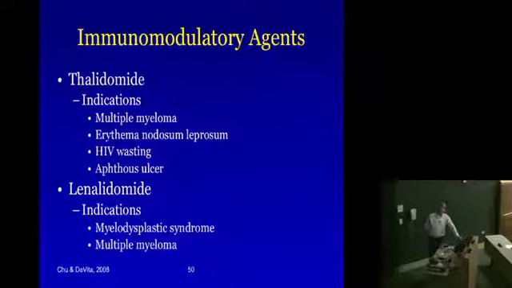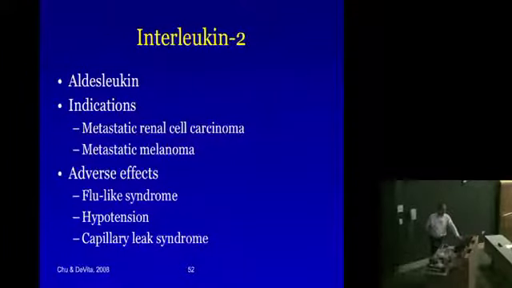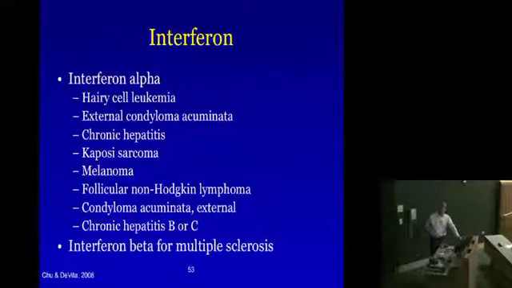Another class of drugs we look at is immunomodulator agents. So we're looking at thalidomide, came back as an interesting drug about a decade ago, lenalidomide, and these are used for multiple myeloma and myelodysplastic syndromes. And then there are cytokines, which include interleukin-2, indicated for renal cell metastatic melanoma. These cause flu-like syndromes, capillary leak syndromes. A drug like interferon, which is used for a number of leukemias, as well as Kaposi sarcoma and melanoma.